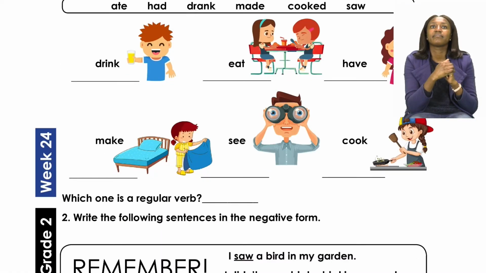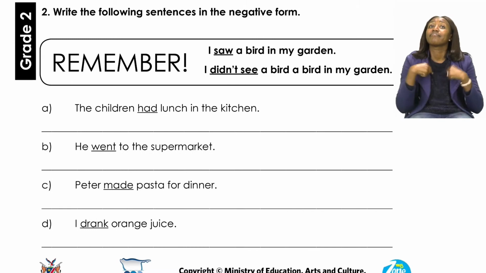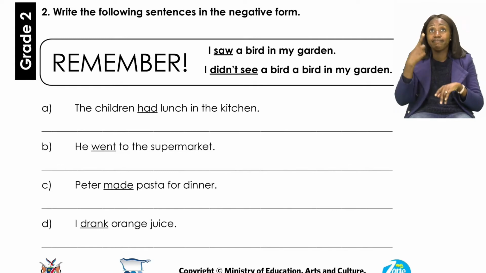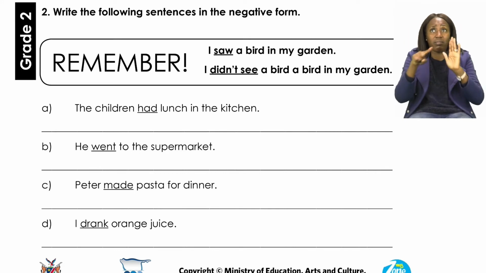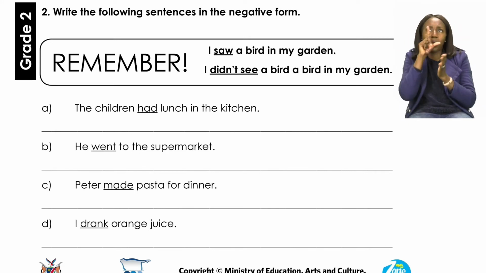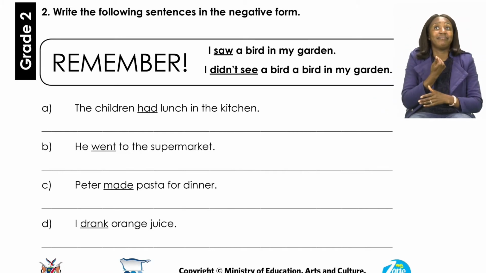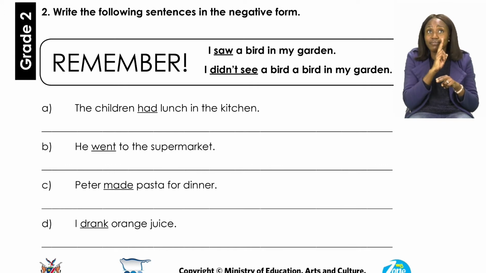Number 2 is now saying that it is our job to make them into negative form. Now, when we say negative form, they have given you an example. I saw a bird in my garden. That's positive. But if we want to change it to negative, we need to say, I didn't see a bird in my garden. So we are going to have two new words, didn't and a verb. Let's try the first one together.